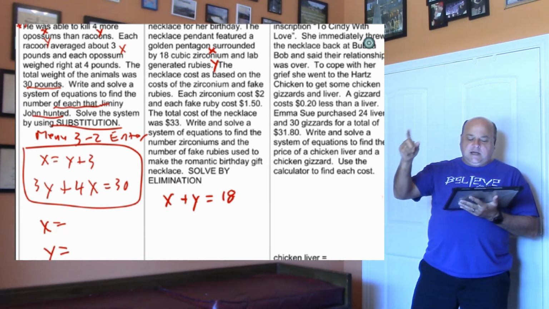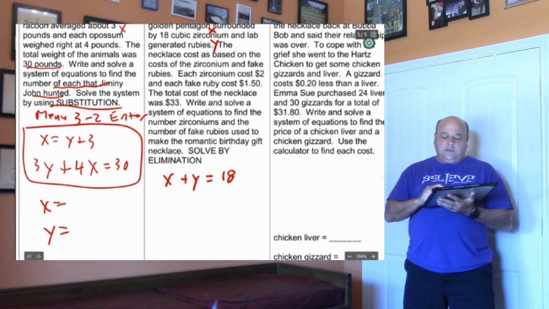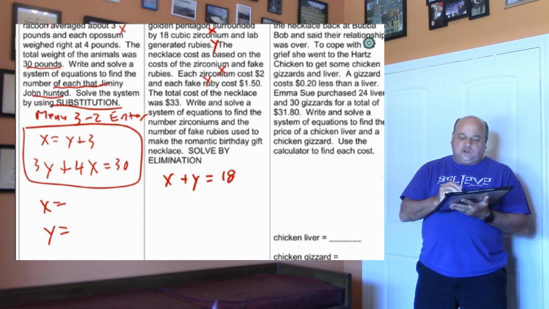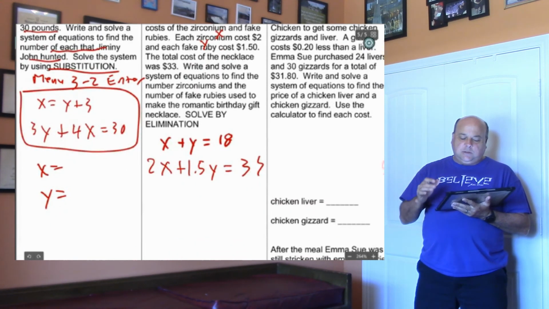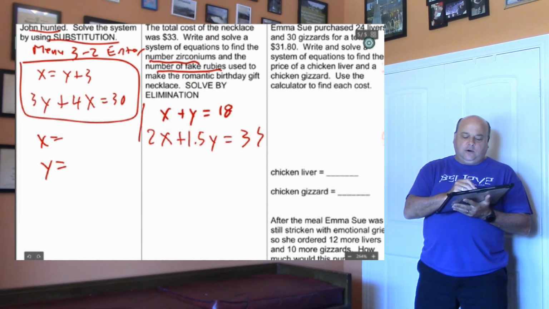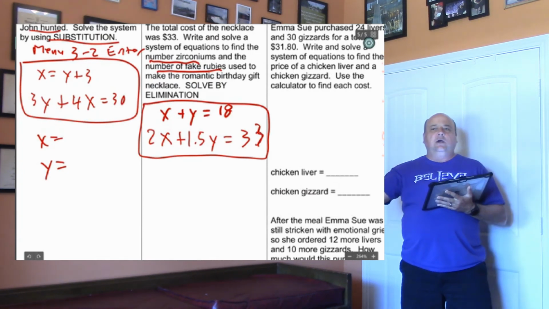Okay, the necklace cost is based on the cost of zirconium and fake rubies. Each zirconium is $2, so the zirconium was x, and each fake ruby cost y. The total cost of the necklace was $33, so 2x plus 1.5y equals 33. Write and solve a system of equations to find the number of zirconiums and fake rubies. So right here, you're going to type this into the equation. This is 33. Y'all seeing how I'm getting this?